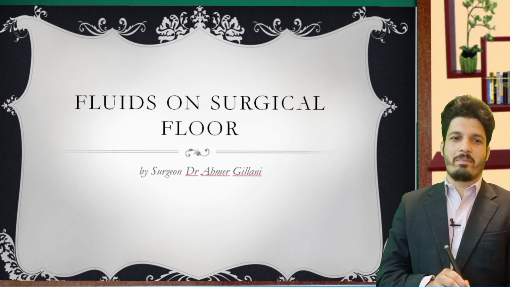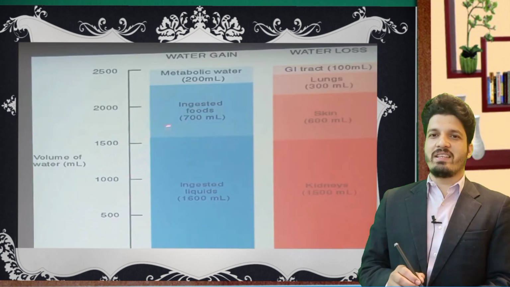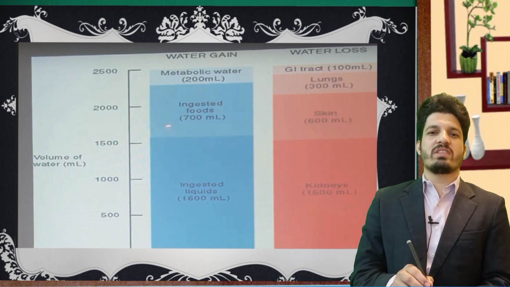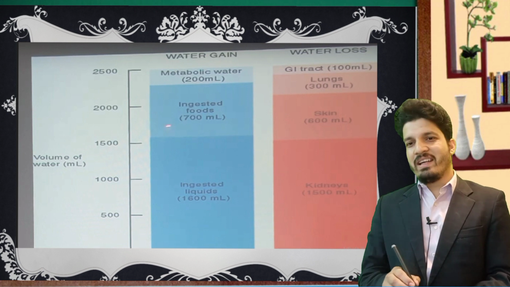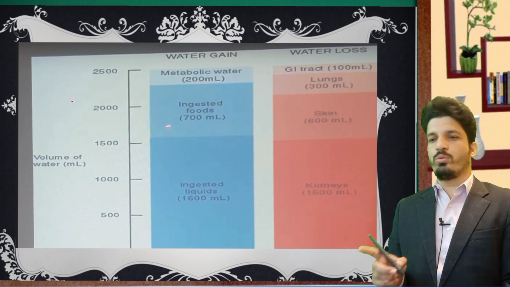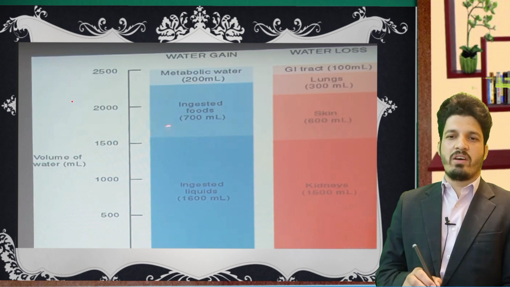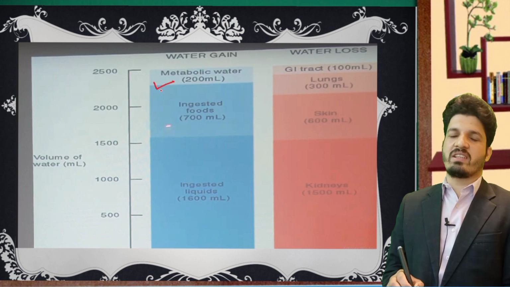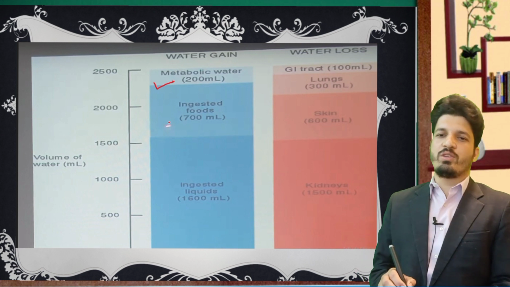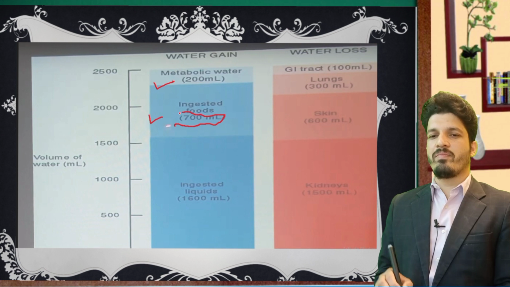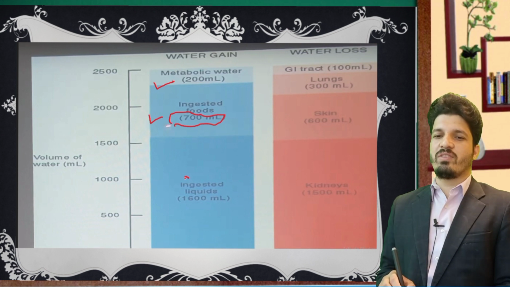So let's start. First of all, this slide is compulsory whenever you discuss fluids and electrolytes. And remember always, the water gain will be equal to the water loss. So from where do you gain the water? You gain water from metabolic water, that's 200 ml. You ingest food and it contains 700 ml of water. And you also ingest liquids, which contain 1600 ml of water.